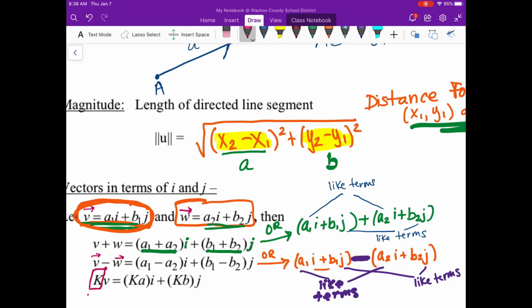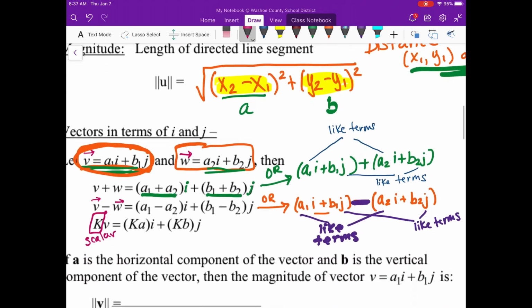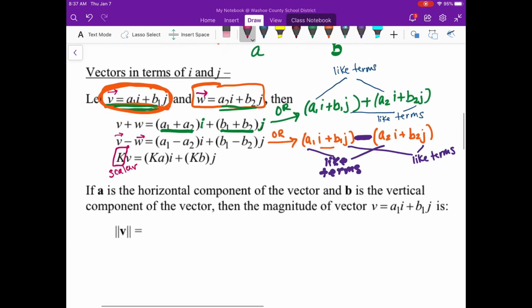And then the last thing that we have here on this part of the notes is this k. This is going to be your scalar. Essentially, if you are multiplying a whole vector by a scalar, you would just make sure you distribute that to the entire vector. Okay, and we're going to do some of these examples in a moment.